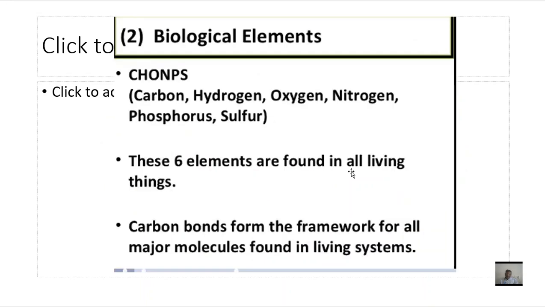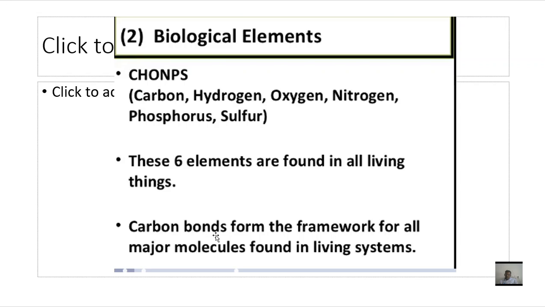These biological elements are CHONPS. That means carbon, H is for hydrogen, oxygen, nitrogen, phosphorus and sulfur. Simply we can say CHONPS. These 6 elements are found in all living things. If we go for any living thing, these 6 elements are available in all of them.